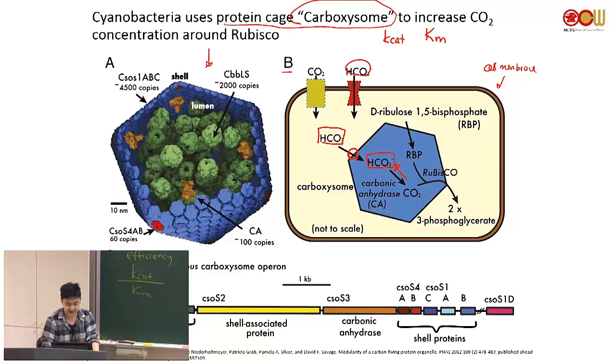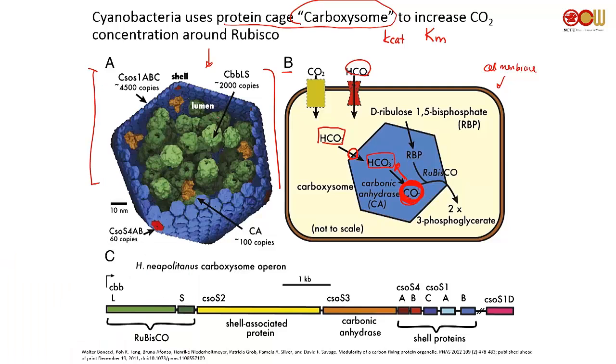Okay, now, so cyanobacteria can do this. Inside the cage, it has a bicarbonate to CO2 reaction. And then, therefore, you can actually increase the CO2 concentration inside of the carboxysome pretty high. Okay, and then inside the carboxysome, what you notice on the figure on the left, right here, is that it's basically filled, packed with all these Rubisco enzymes.